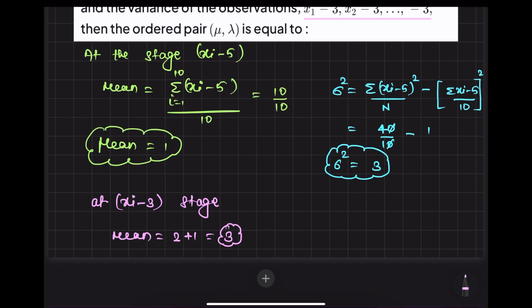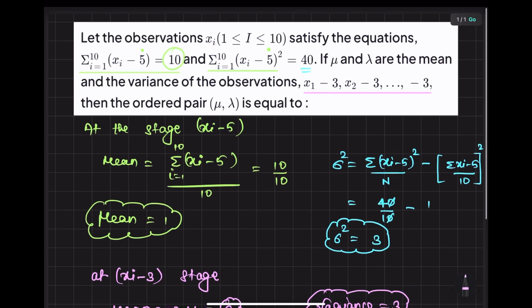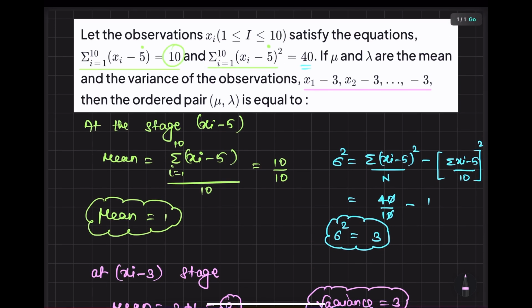And you also know that addition and subtraction doesn't affect variance and standard deviation. So variance will still be the same. So variance will be 3 here. I hope the idea is clear and you guys can handle similar situations.